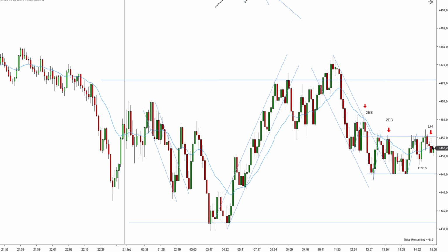Unfortunately, you always want to have a little bit of room to the previous swing. I even tried to dig deep for an example, but I didn't manage to find it in time. So I'm going to make a video about this in the future.